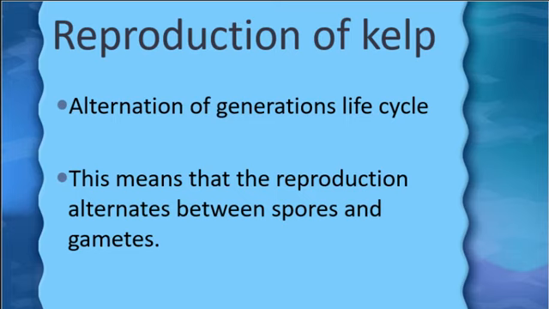Reproduction. Okay, in these, just like the algae that we've talked about before, we have something called alternation of generations life cycle. It's going to go through the haploid and the diploid. It's going to go back and forth that way. It means that the reproduction alternates between spores and gametes. So that would be between asexual reproduction and sexual reproduction. We see that all over, like in land plants, namely ferns and things like that. Okay, so alternation of generations.